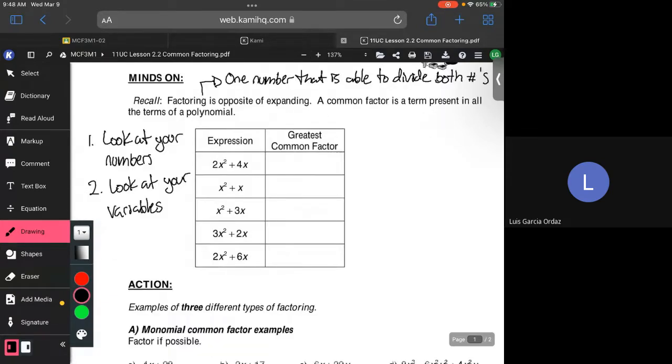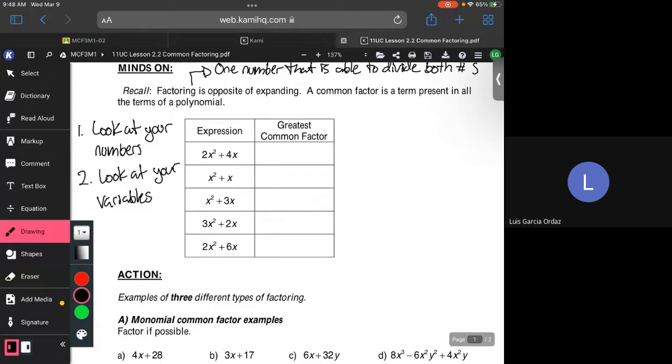So let's start with our first one. We have 2x squared plus 4x. So we're going to look at our numbers first. So 2 and 4. What's the biggest number that we can divide 2 and 4 by? 2.